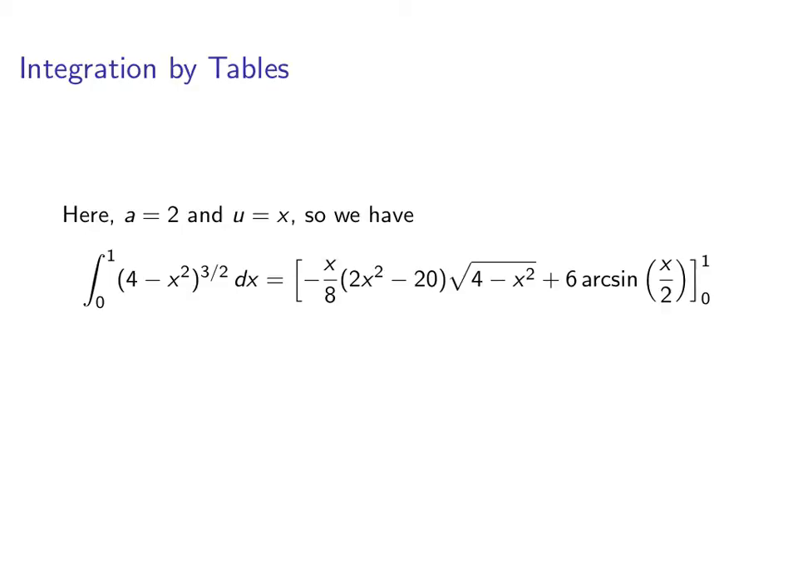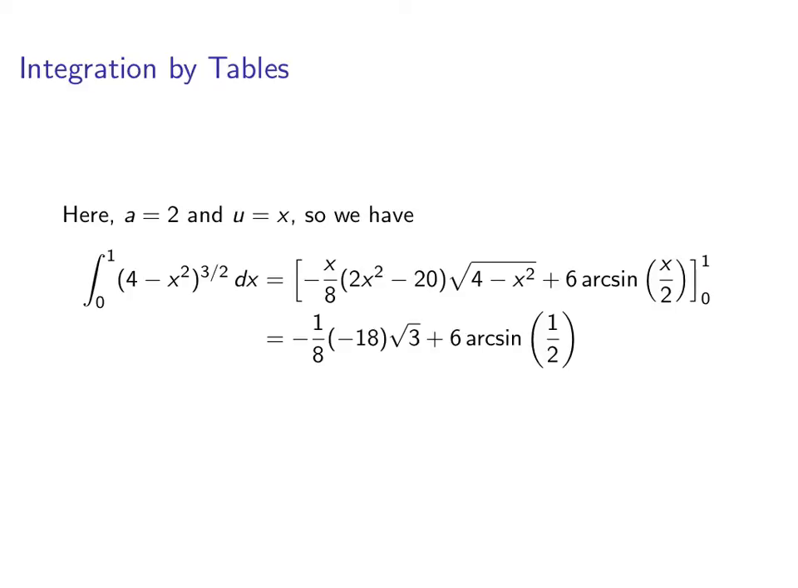Now the good news about what we see here is that if we plug in the lower limit, everything's going to be 0. Like if we plug in 0 there, that part's going to disappear. And here, arc sine of 0 is just 0. That's great. That means we only have to plug in the upper limit. And if we do that, we'll get this.